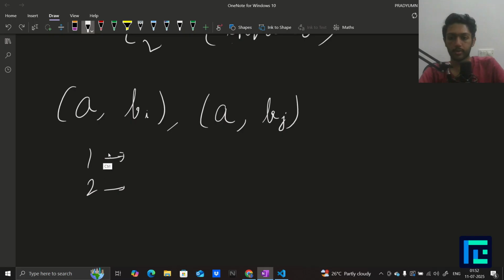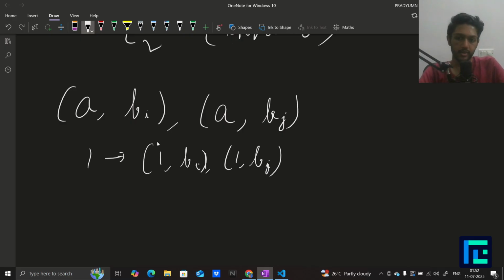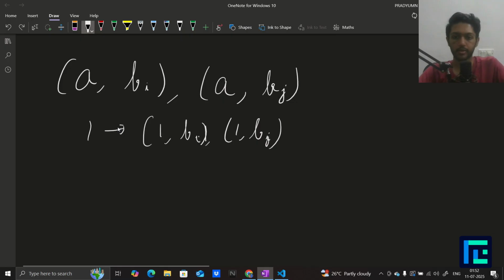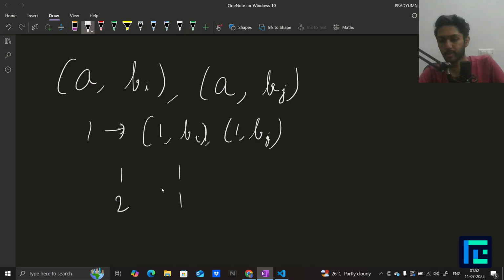Let's say I want to find out for boy number 1 how many pairs are there such that 1 comma bi and 1 comma bj. So I'm counting how many pairs are there such that boy number 1 is the boy in both of them. I'll subtract that from my answer. So how do I find that out? If the number 1 comes in 3 couples, like let's say 1 comma 2 is a couple, 1 comma 1 is a couple, like girl number 1, and 1 comma 4 is a couple.